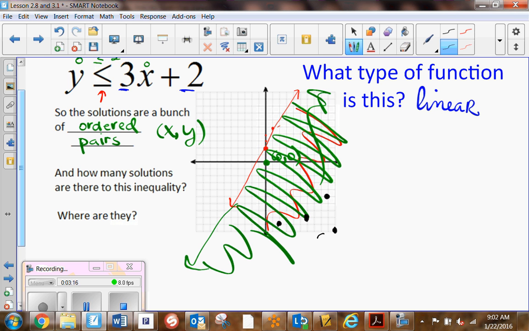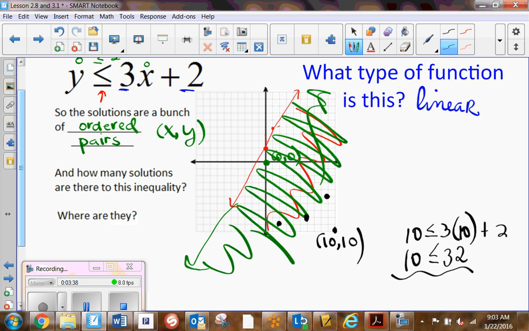I'm going to prove that to you. This would be the point 10, 10. I'm going to prove to you that, for example, that one would work. If we stuck a 10 into our original problem, we'd have 10 is less than or equal to 3 times 10 plus 2. 10 is less than or equal to 30 plus 2, 32. Again, true statement. 10 is less than 32. So there are an infinite number of solutions.